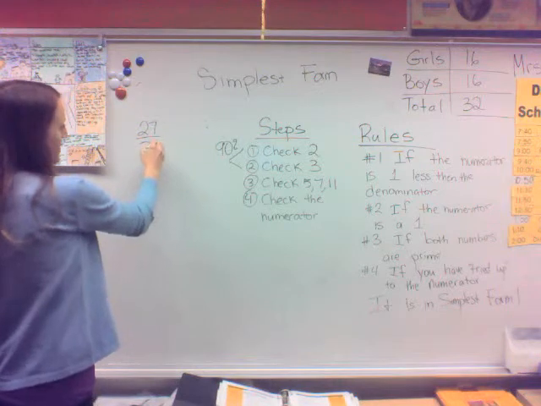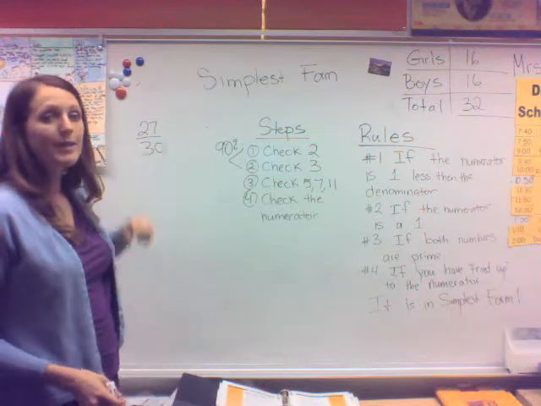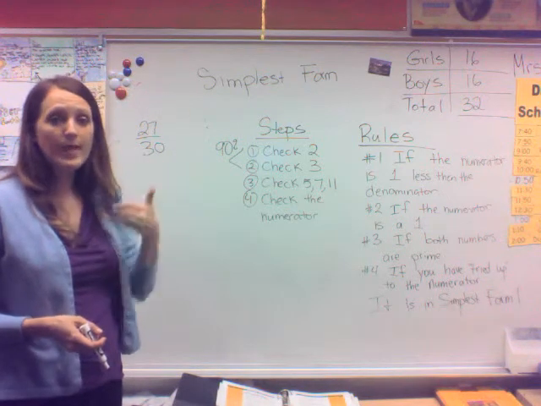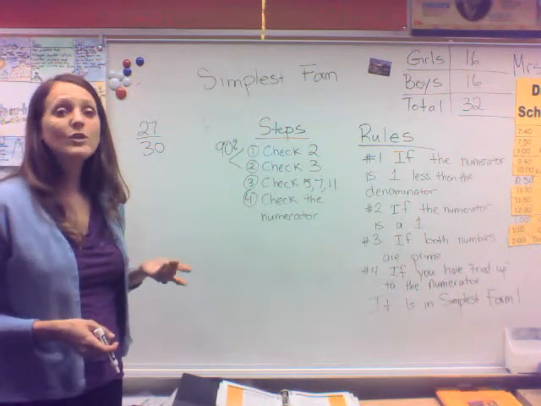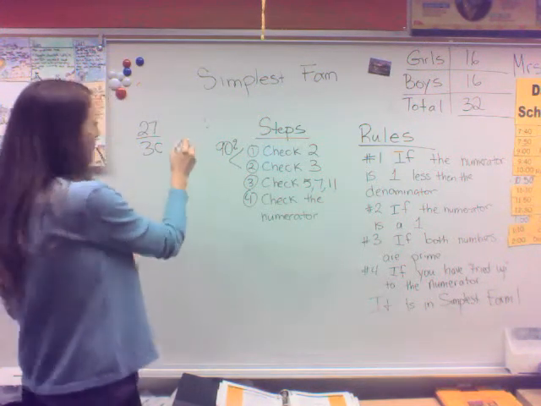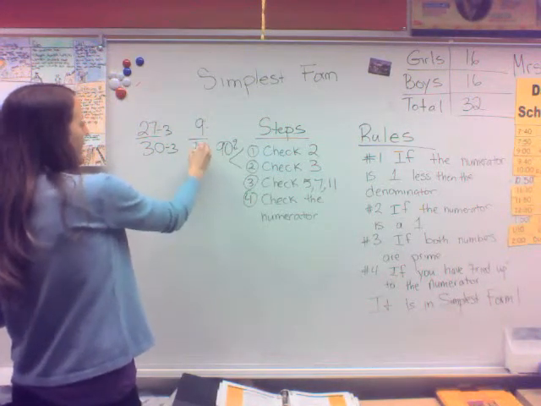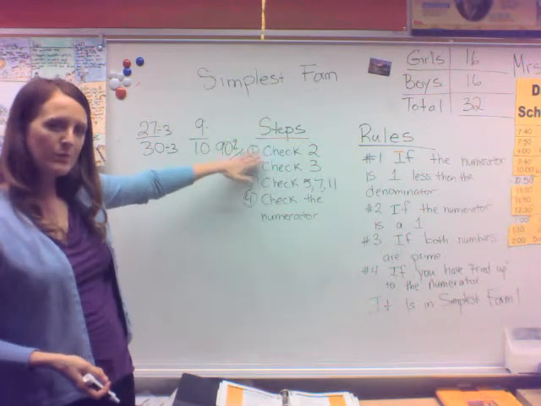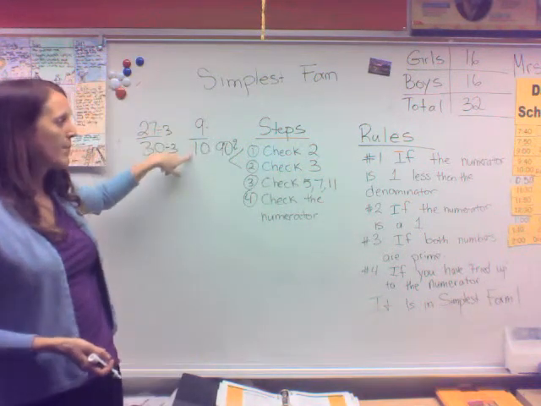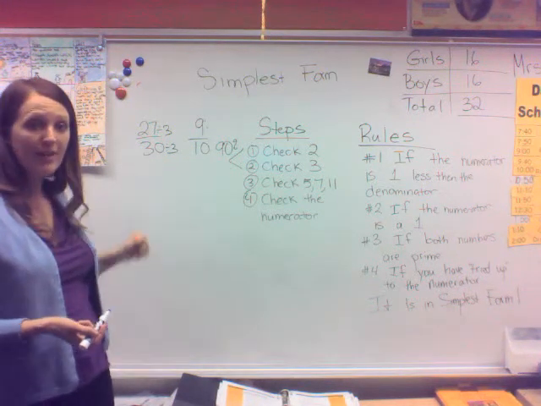27/30. Check 2. 27 does not work because it's odd. 30 does, but they don't both. And remember, you have to do the same number. So where do we go from there? Check 3. And hopefully you recognize that 27 and 30 are both of your 3s. Divide by 3, divide by 3. And we end up with 9/10. Nice, easy one. Told you, most of the time you only have to do your first 2 steps. And our rule, if the numerator is 1 less than the denominator, 9 is 1 less than 10. So 9/10 is 27/30 in simplest form.